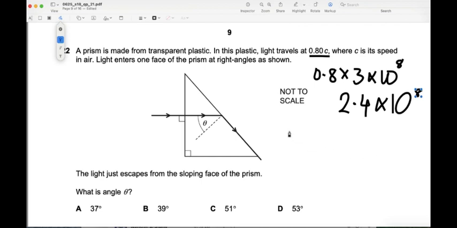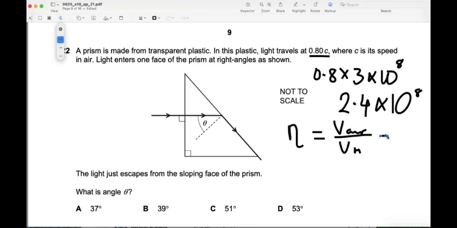Refractive index is the speed in air over the speed in the medium. Speed in air, V air, over speed in the medium. So the medium is the plastic.